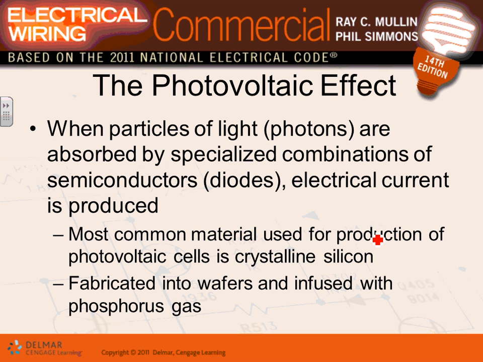The photovoltaic effect. The heart of the photovoltaic system is what they call photons. You probably heard that one in the science classes. These photons are absorbed by certain material, by specialized combinations of semiconductors, thank you, Mother Nature, for the semiconductors, which is a diode. When these photons, guys, are absorbed by semiconductor material, they produce electrical current. Welcome to generating electricity through DC.